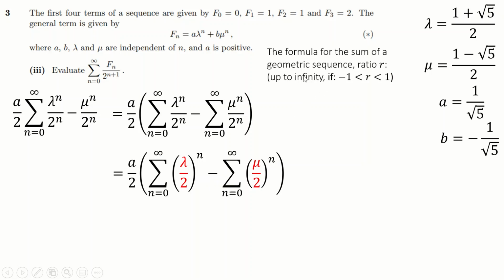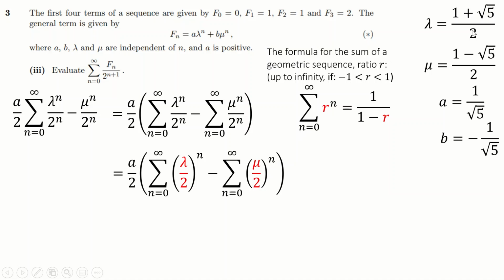Now, the formula for the sum of a geometric sequence, if you're going to infinity and if the ratio is between minus 1 and 1, is this. You just take the ratio and you do 1 over 1 minus that. So if you're going to infinity and if the ratio is between these two things, this is my formula. And now these two things perfectly look like this. So this would work beautifully if these things here were between minus 1 and 1. So let's just quickly assess whether they are.